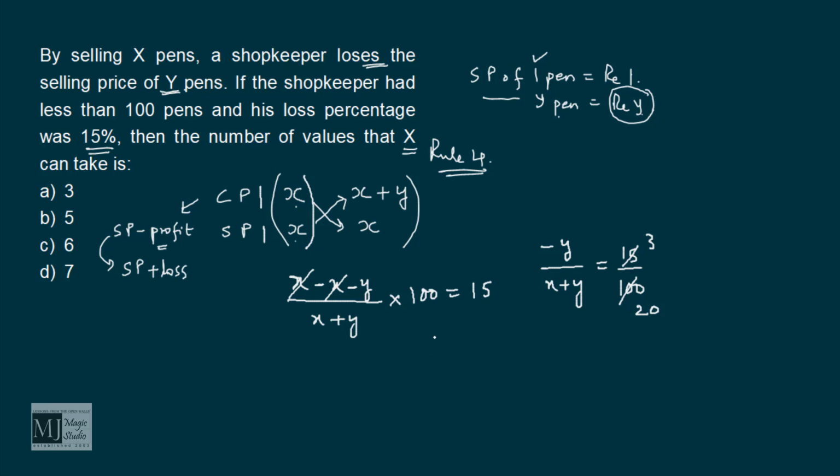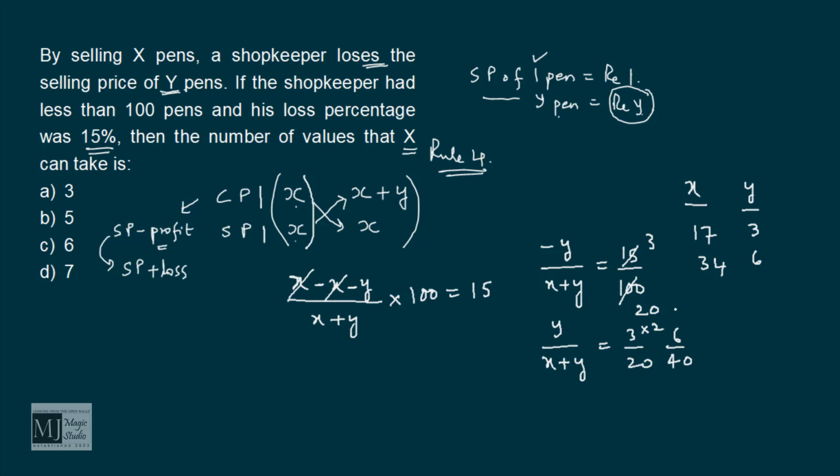What are we looking out for? We are looking out for how many values of X and Y are possible. The ratio of Y upon X plus Y should be 3 by 20. So if I straight away take y equals 3, can I say x equals 17? Yes, bingo. Let's multiply this by 2. We will have 6 by 40. If y equals 6, then x equals 34.